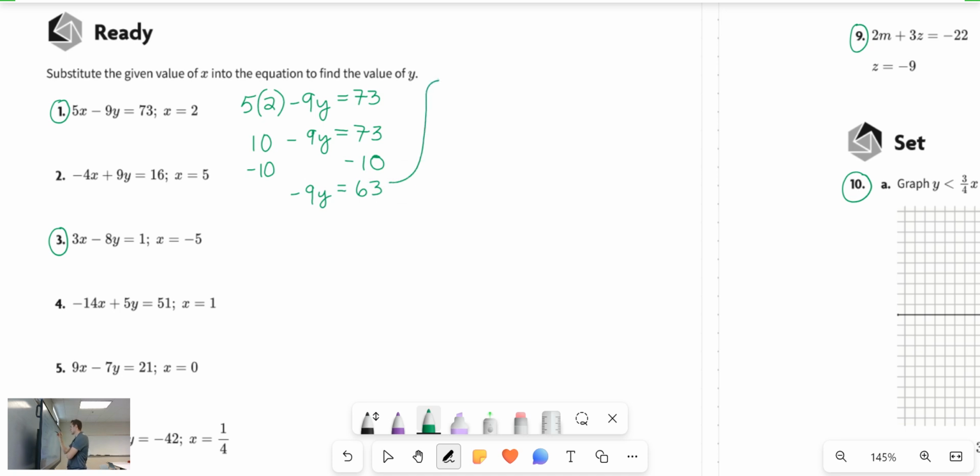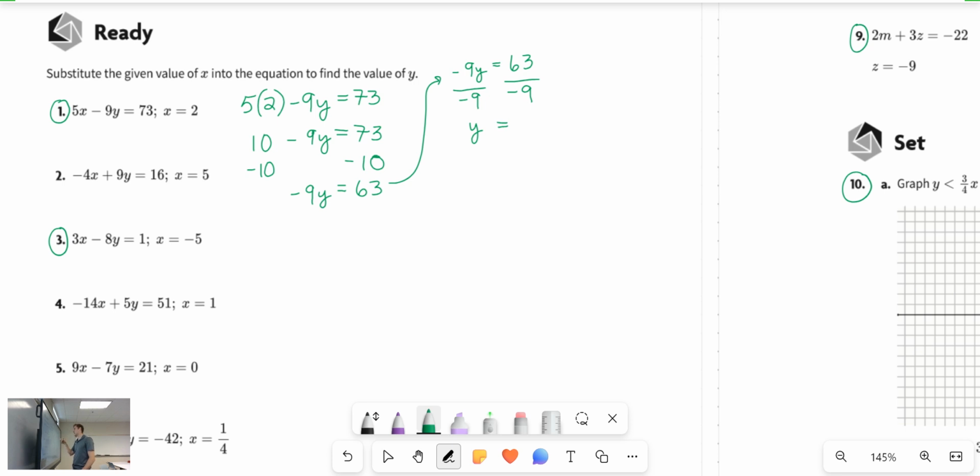All right, we're going to write this up and to the right a little bit higher just to give more space. So minus 9y equals 63. Our last step to get y by itself is to divide both sides by negative 9. Divide by negative 9 on both sides. And we get y by itself. y equals 63 divided by negative 9.